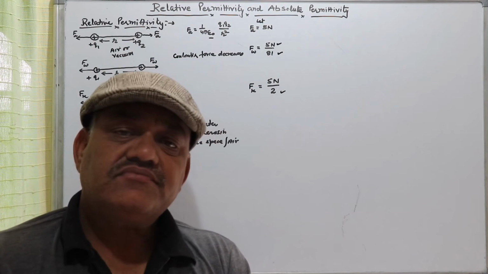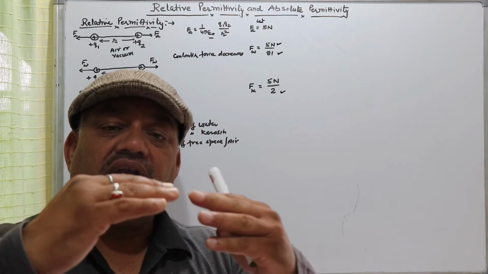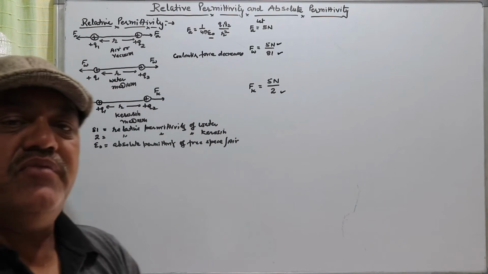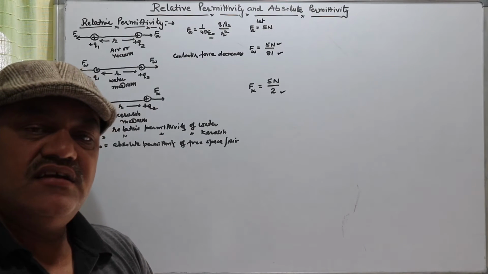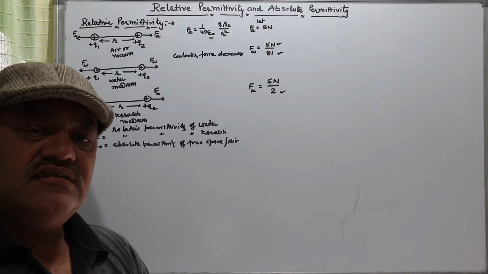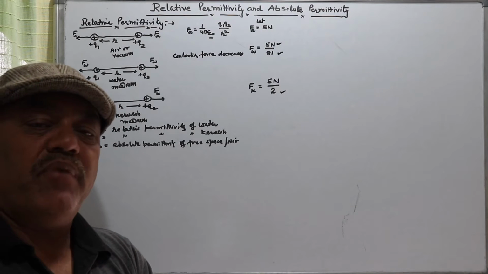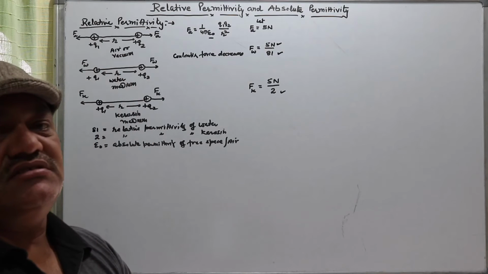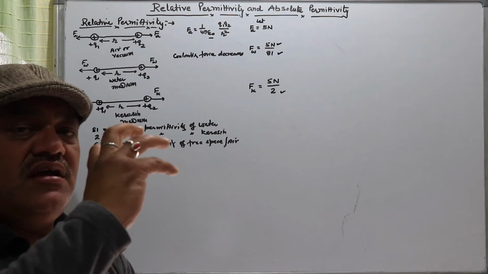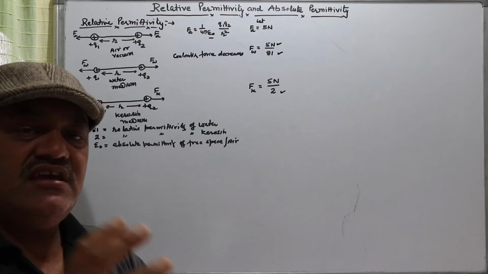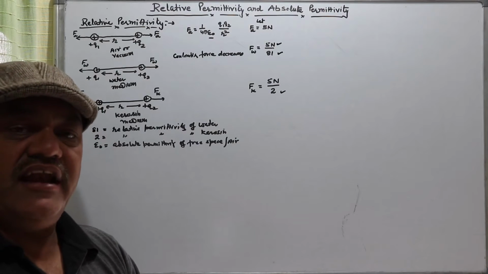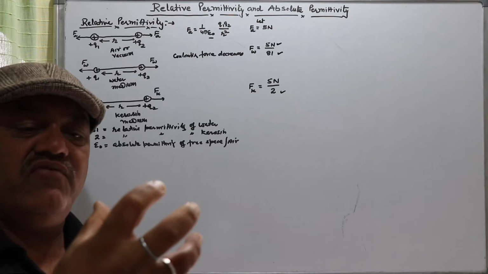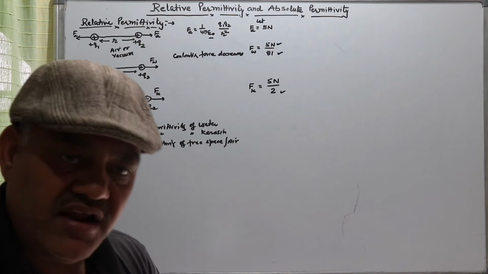Students, now different mediums having different relative permittivities, which is constant for a particular medium at a particular temperature. मतलब डिफरेंट मीडियम्स की अलग अलग रिलेटिव परमिटिविटी वैल्यू होती है और प्रत्येक मीडियम की रिलेटिव परमिटिविटी वैल्यू कांस्टेंट होती है एट ए पर्टिकुलर टेम्परेचर.